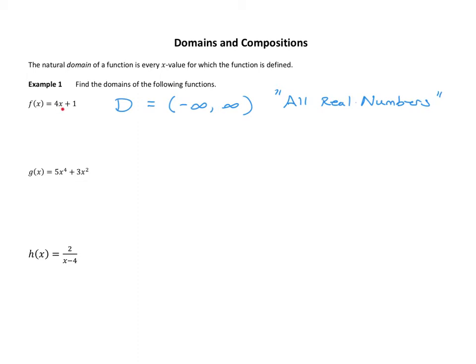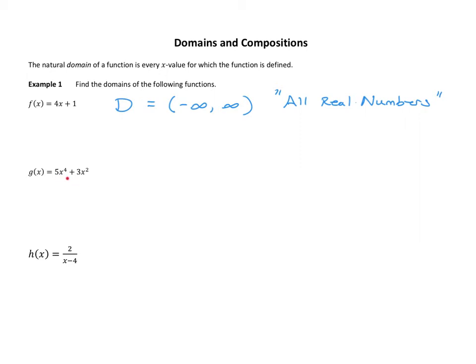You can put 5 here, multiply by 4, and add 1, no problem. You can do decimals, negative numbers, everything works. Let's try the same idea here, but with the function g of x. It's a more complicated function. G of x is 5 times x to the fourth plus 3x squared. So what's the domain of this function? Is it also all real numbers?